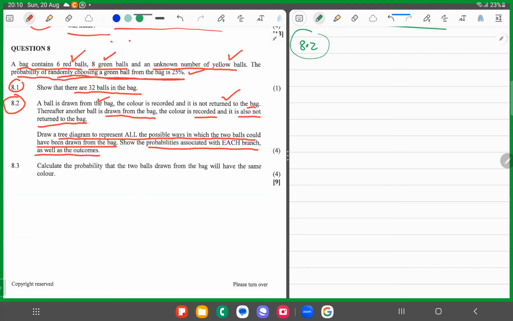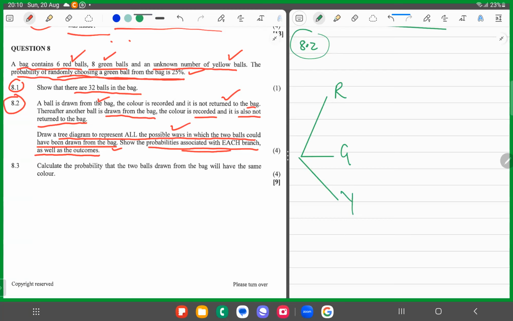Show the probabilities associated with each branch, as well as the outcomes. Right, so let's do this one. We need to draw a tree diagram. So to draw a tree diagram in 8.2, we start as follows: the probability of the red, the green, or the yellow.